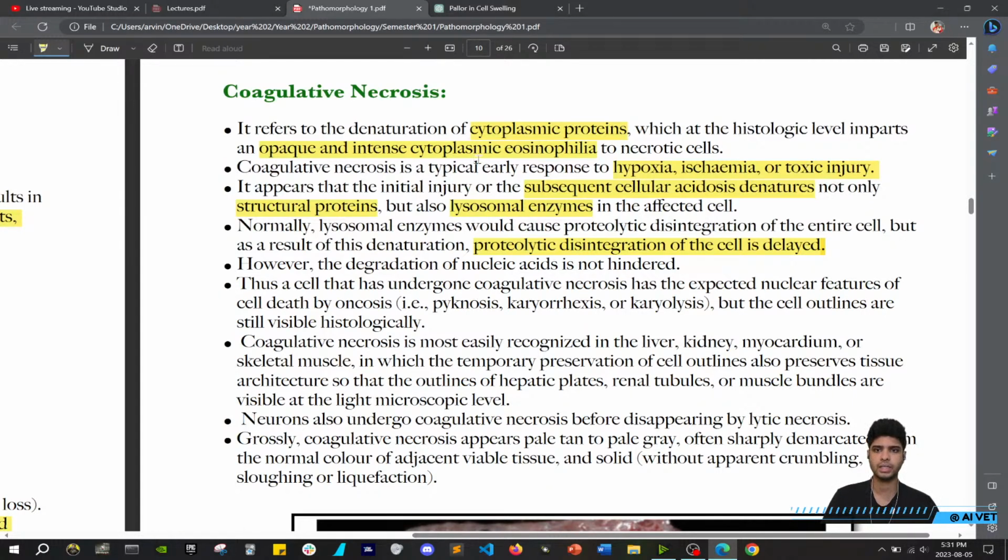Let's recollect some of the stuff from the top. Denaturation of the cytoplasmic proteins, opaque and intense cytoplasmic eosinophilia. It's a typical early response to hypoxia, ischemia, and toxic injury. This is the reason for it. So all these three factors cause cellular acidosis, which denatures the structural proteins.